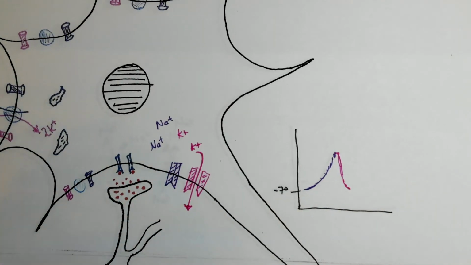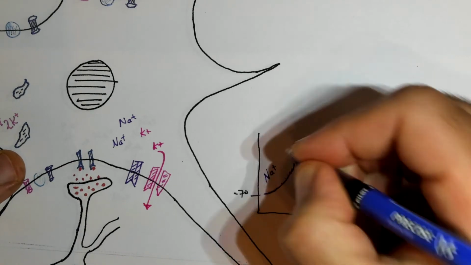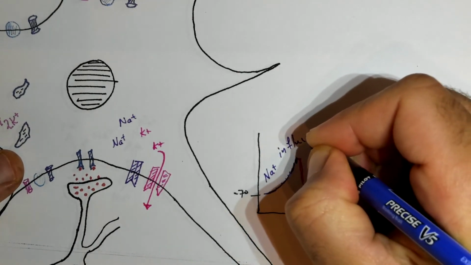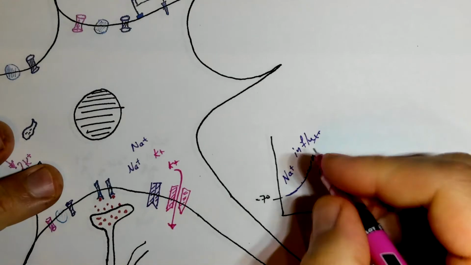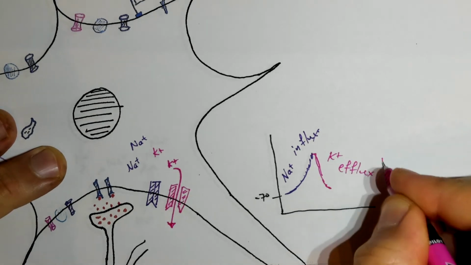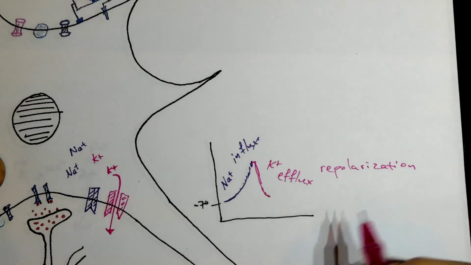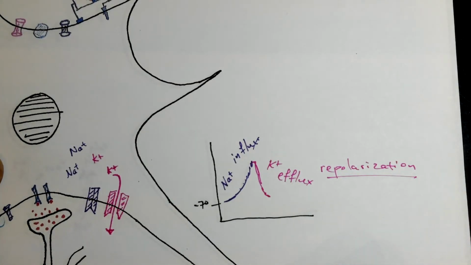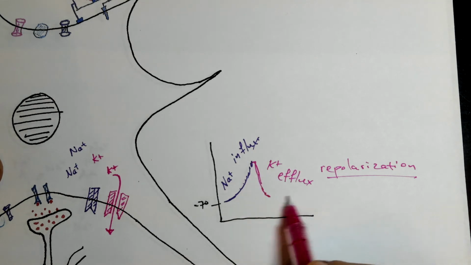So whereas the depolarization is due to sodium influx, the repolarization is due to potassium efflux, right? The repolarization. Okay, so this is one of the most important things to understand. Depolarization due to sodium influx, repolarization due to potassium efflux.